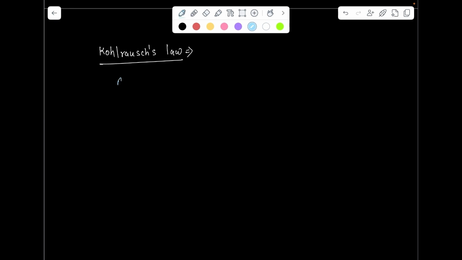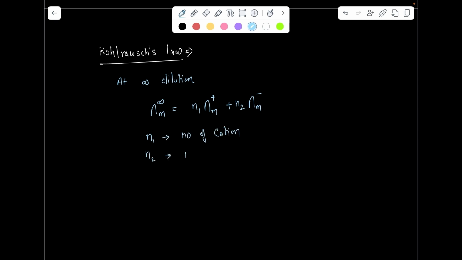Kohlrausch says that at infinite dilution, when dissociation is 100%, each ion makes its contribution to the conductivity irrespective of the nature of the electrolytes. So we will write the molar conductivity at infinite dilution is equal to the molar conductivity created by the cation plus the molar conductivity created by the anion, and N1 and N2 are their numbers. N1 represents the number of cations and N2 represents the number of anions. And this happens at infinite dilution.